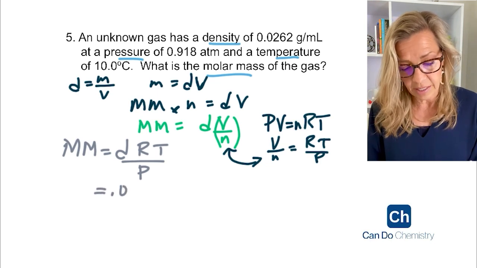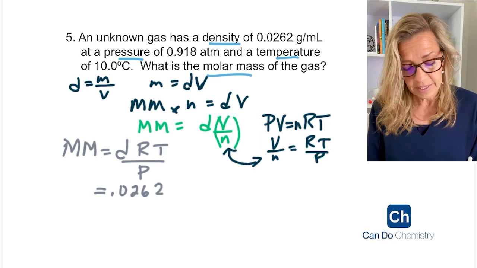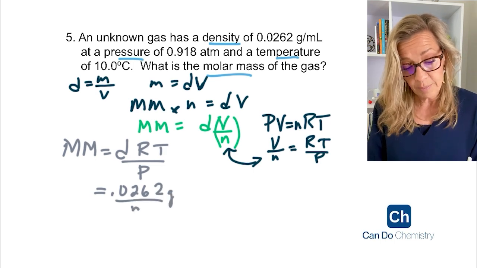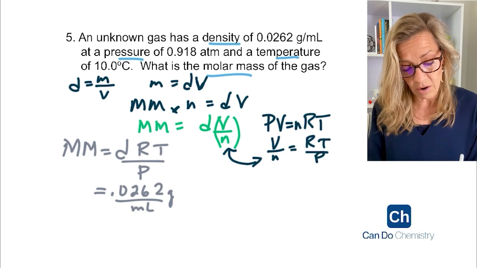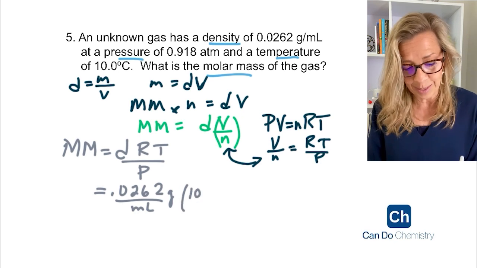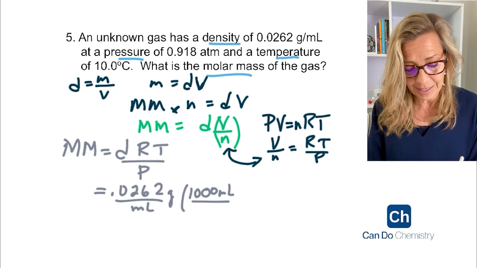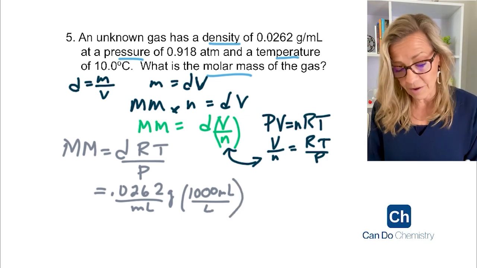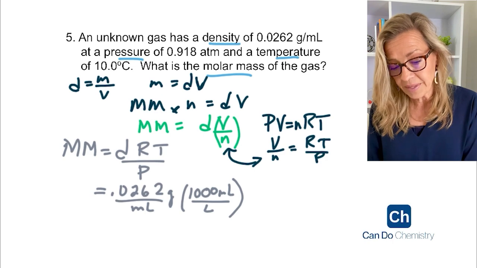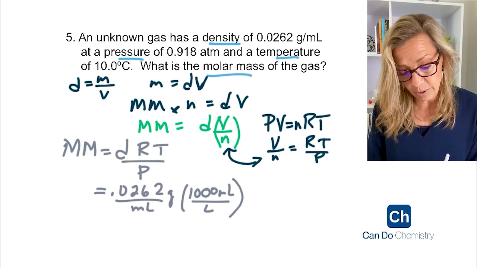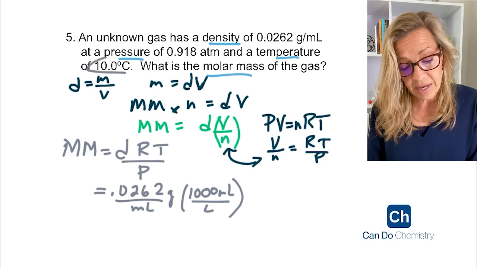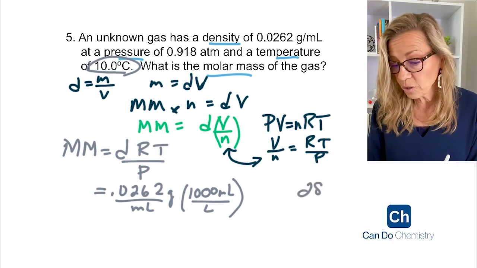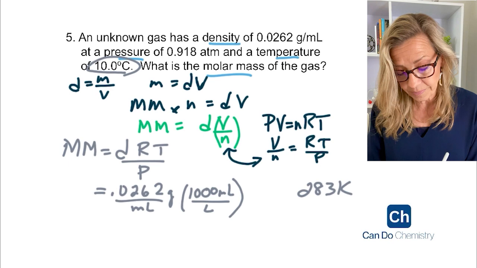So the density is 0.262 grams per milliliter. Okay, and then I know I'm going to need to fix those milliliters. So I've got 1,000 milliliters per liter. That'll take care of that. Now the R, I'm going to hold off on that. I'm going to leave a big blank right there. And then I've got the temperature. I've got temperature in Celsius. We've got to be in Kelvin. So that is 283 Kelvin.